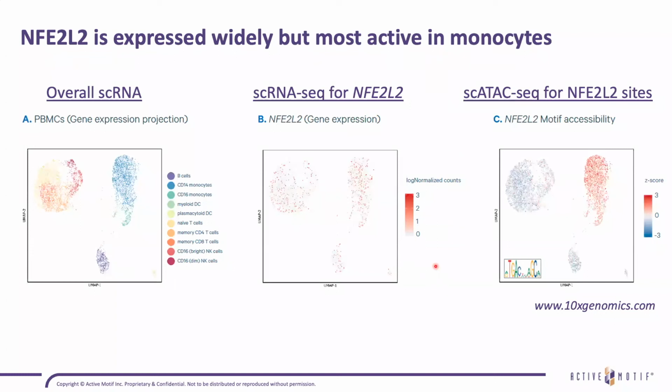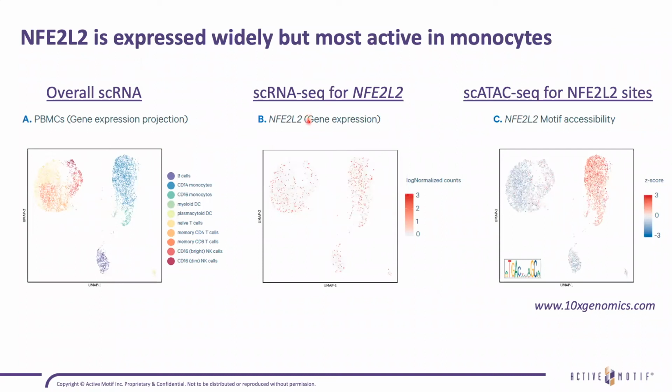So on the left, the UMAP plot shows defined clusters within a sample of PBMC, which are peripheral blood mononuclear cells. So these different populations were clustered by the 10x Genomics software.